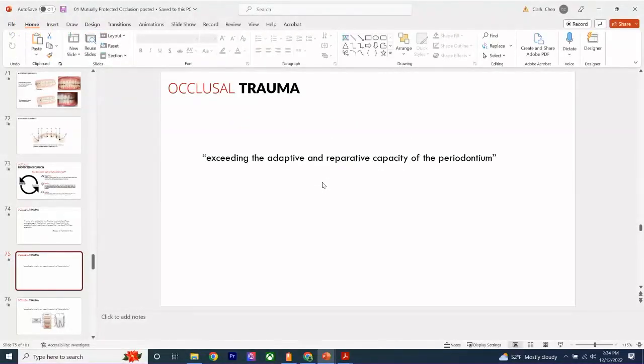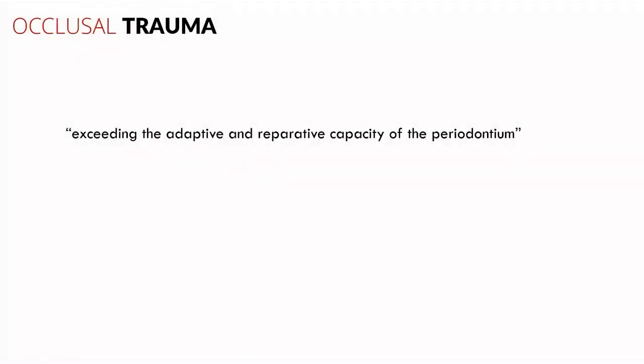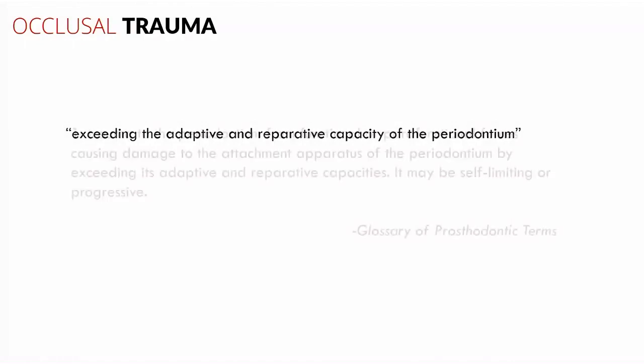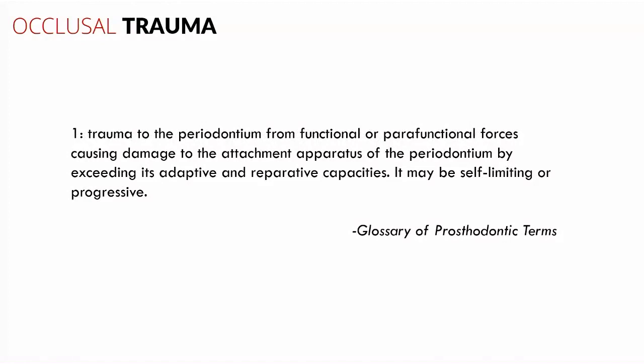So we have a better understanding of mutually protected occlusion, right? Back teeth protect front teeth, front teeth protect back teeth. It all kind of works in harmony. What happens when one of those principles is violated? One of the things we term this situation is occlusal trauma.